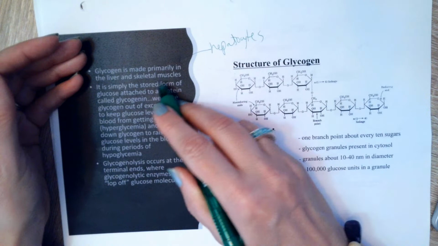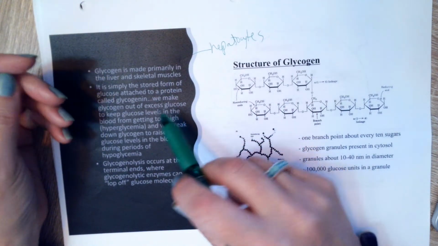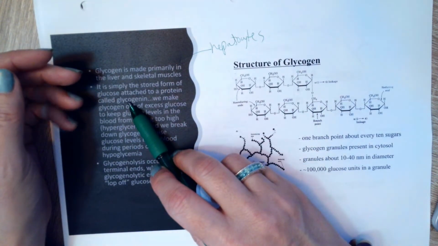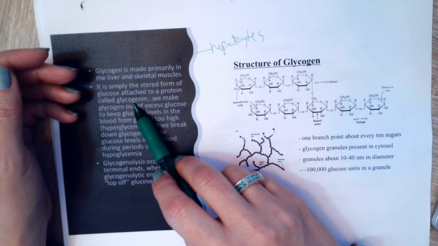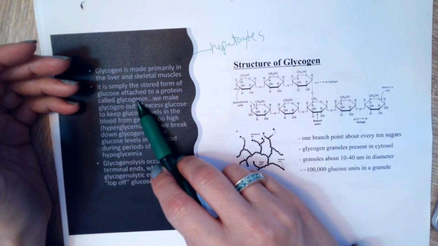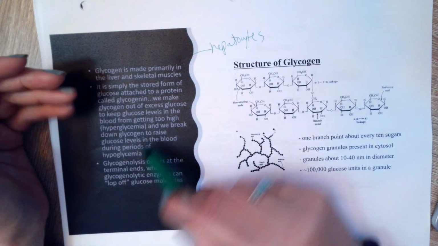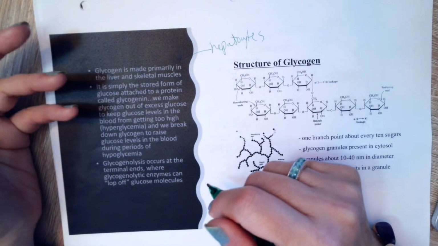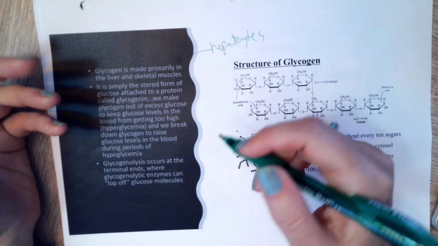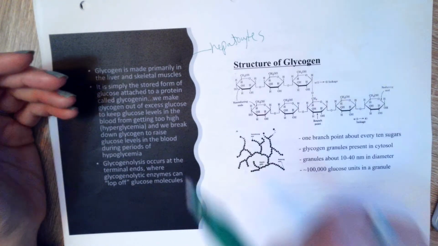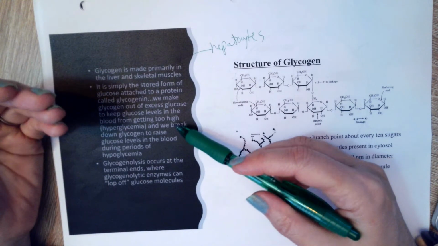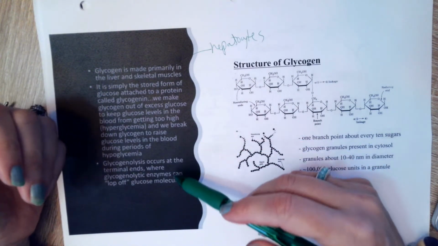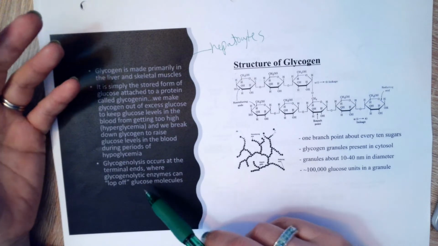Make glycogen. Also your skeletal muscles can make glycogen. Just a bunch of glucoses all strung together, stuck to a protein called glycogenin, not glycogen. Glycogenin is the protein. And it's just keeping your extra glucose in a safe place to be used later if you need it.